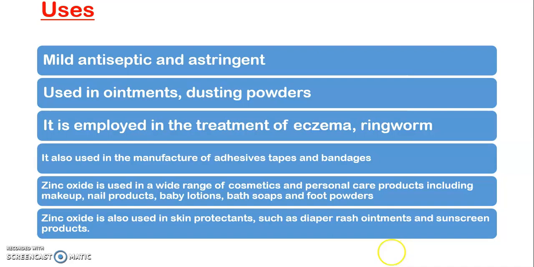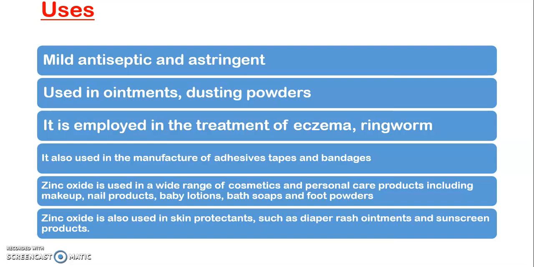Uses. Zinc oxide is used as antiseptic and astringent. It is used in ointments, dusting powders. It is employed in the treatment of eczema, ringworm. It is also used in the manufacture of adhesives, tapes, and bandages.